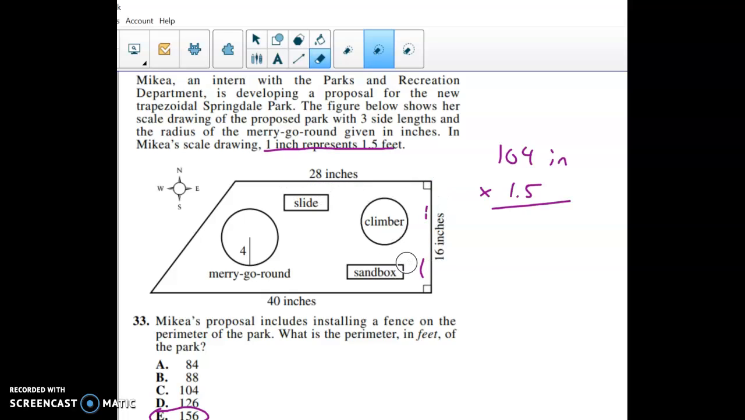That was just my gut guess answer. If you actually want to find it, we've got to find this side here. I'll put an X there. And you can do this with the Pythagorean theorem, right?